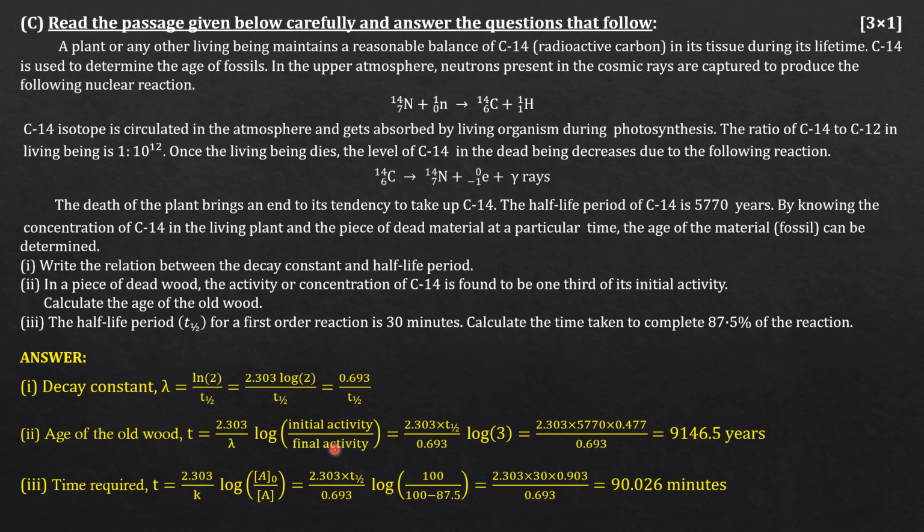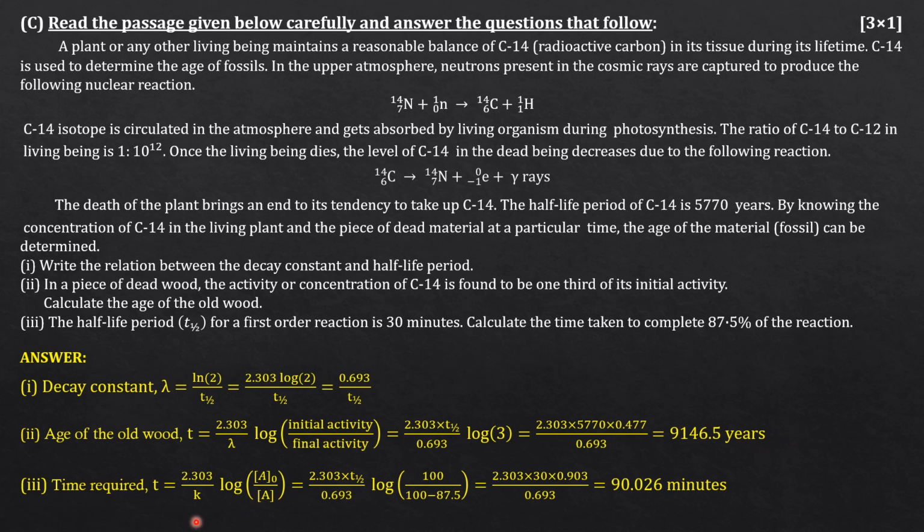Then they are asking the age of the old wood. So it will be initial activity by final activity, because final activity means the remaining concentration. Final activity is analogous to the unreacted amount of reactant in a first order chemical reaction, and initial activity is analogous to the initial concentration. It is given that only 1/3 of the initial activity is remaining. So 1 by 1/3 will ultimately give log 3. We use the equation lambda equals 0.693 by t half here. So this becomes the equation, and you can check this part in your calculator. The answer comes out exactly the same as the one given by the council.